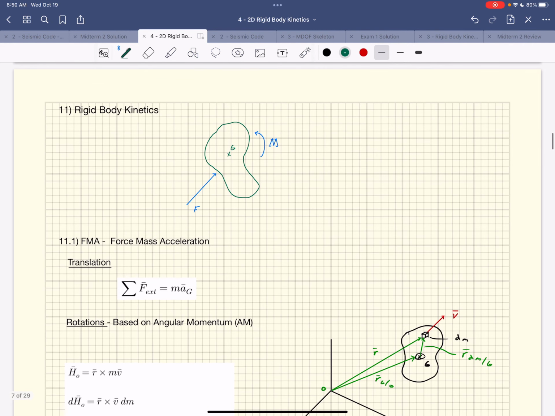And then what we're going to do is start this, right? Which is F equals MA.